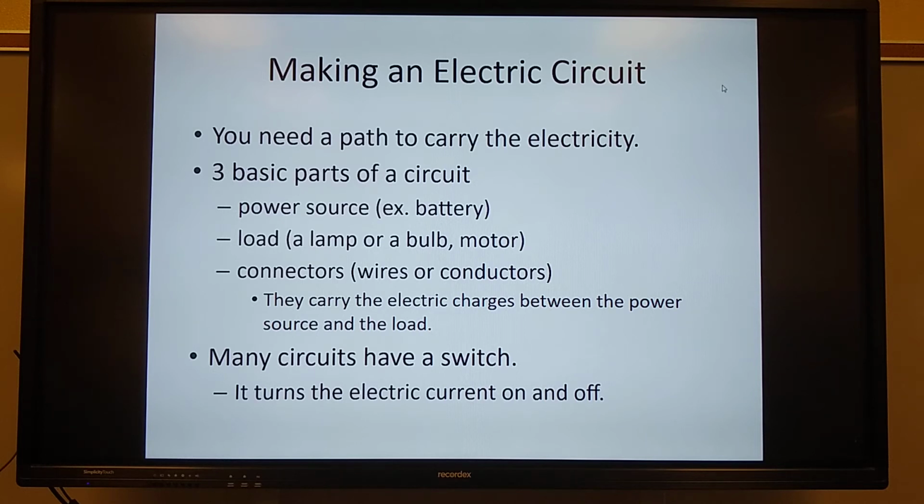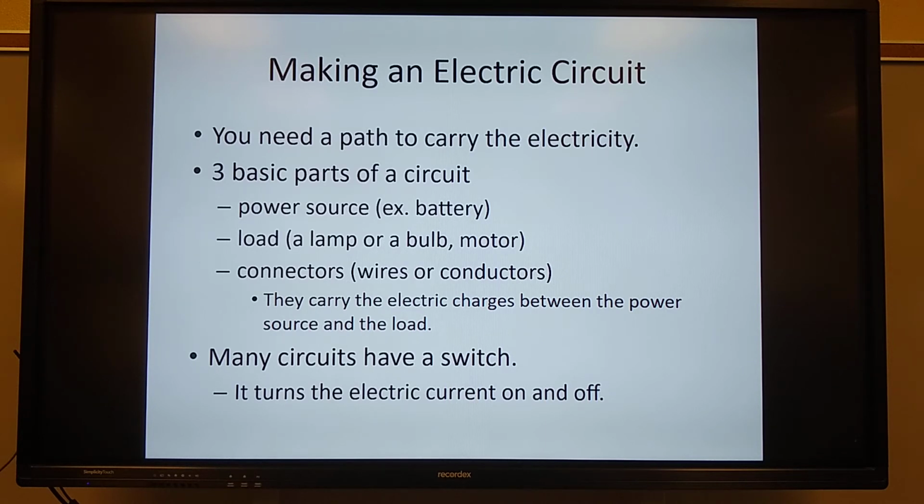To make an electric circuit, you need a path to carry the electricity. Three basic parts of a circuit. You have a power source, for example, a battery. Now, a power source could also be that you just plugged it into the outlet in the wall. You have a load, which is a lamp or a bulb or some kind of motor. And you also have connectors, which are wires or conductors. They carry the electric charges between the power source and the load.